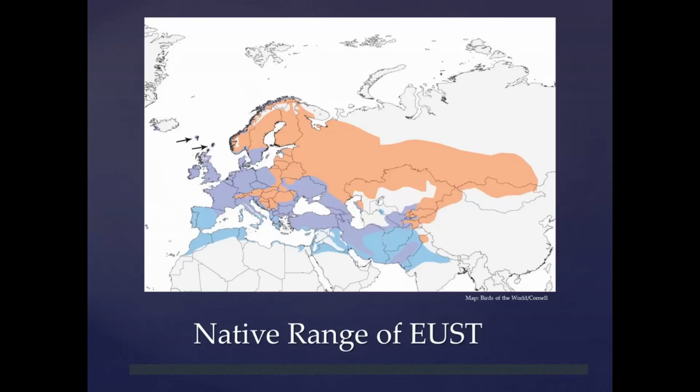Now, how about European starlings, or EUST? There's that abbreviation again. So in this map, you will see the purple area, which is where they are found year-round. And the orangish or reddish area over here is where they're found in the summer. And then this blue area is where their winter range is. So just for point of reference, if you're not quite sure what you're looking at, China's over here, North Africa's over here, Spain is over here. So again, this is not North America. This is the native range of the European starling.